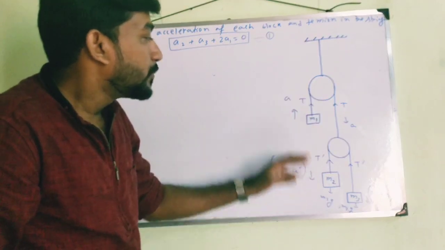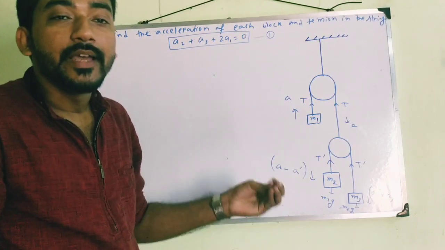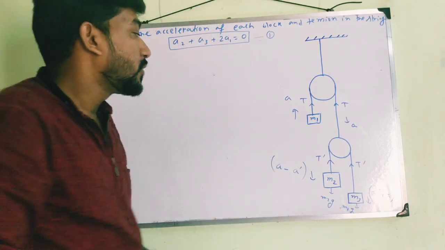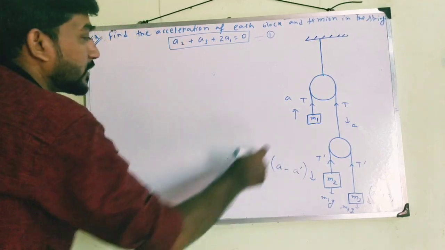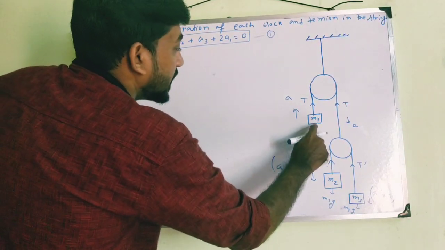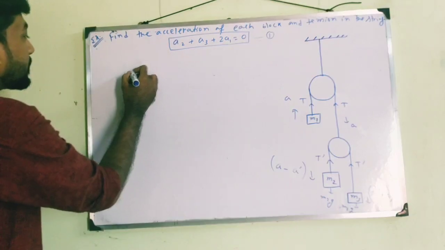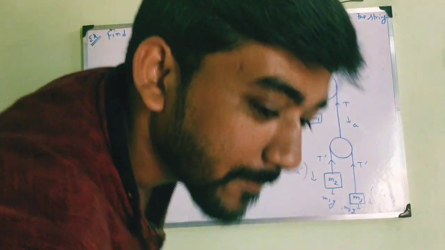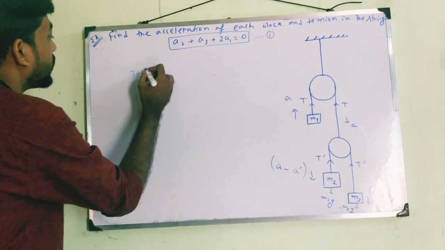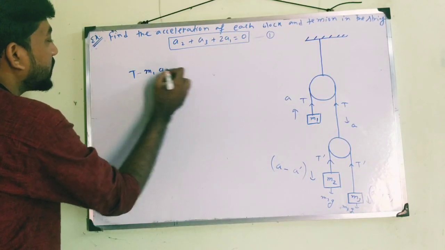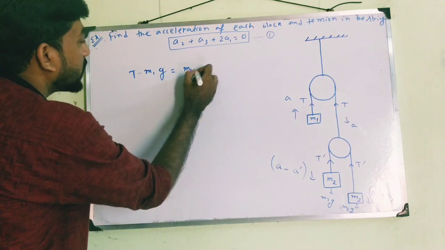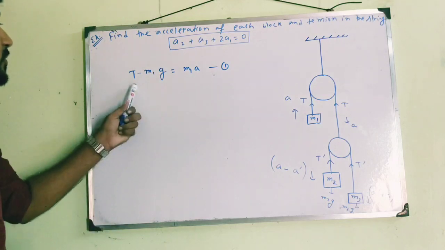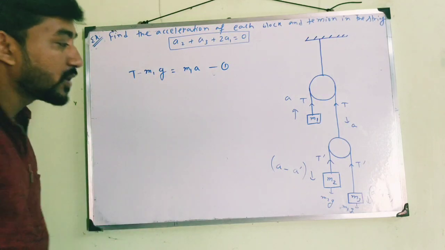And now if we want to solve the equation, then we are able to reduce one variable. If we talk about this system, then what will be the equation of motion? For m1: t minus m1g equals m1 a. This will be our equation 1.